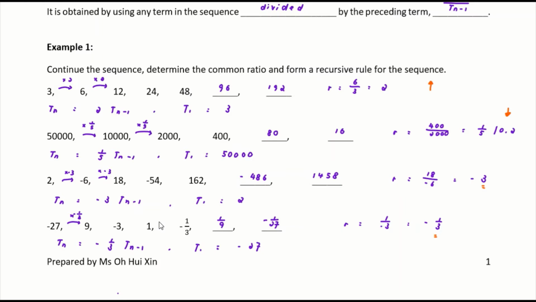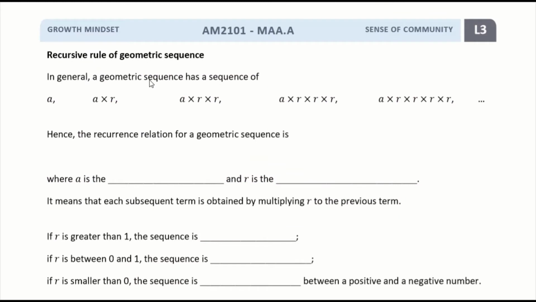Later we are going to write down some notes about this. Now let's write down the general rule for the recurrence relation. In general, a geometric sequence gets the next term by multiplying by the common ratio R, then the third term by multiplying by R again, and so on. So the recurrence relation for a GP is always: the current term is the previous term multiplied by R.